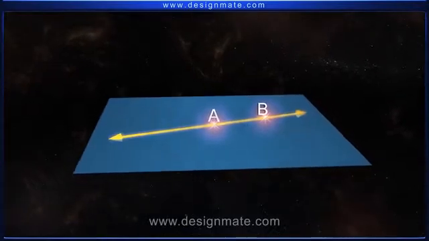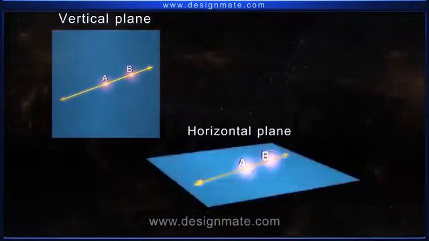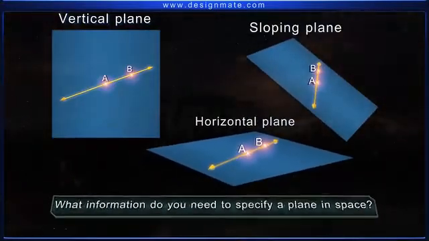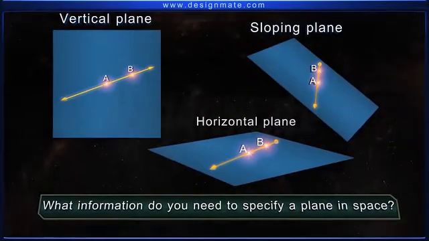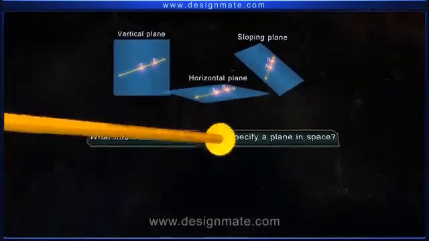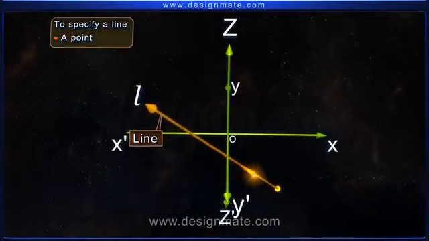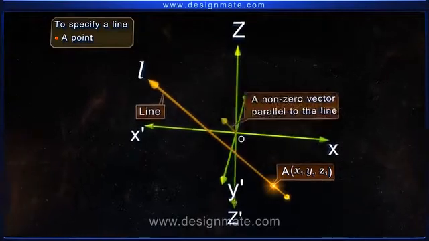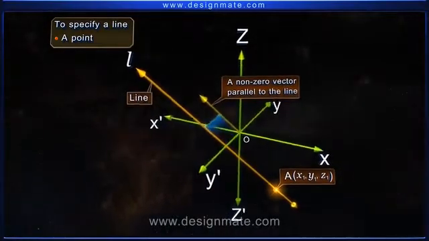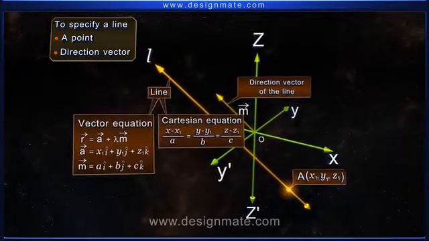A plane can be horizontal, vertical, or sloping. Think about what information you need to specify a plane in space. We know that to specify a line in space, we need a point on the line and a non-zero vector parallel to the line, which gives its direction.